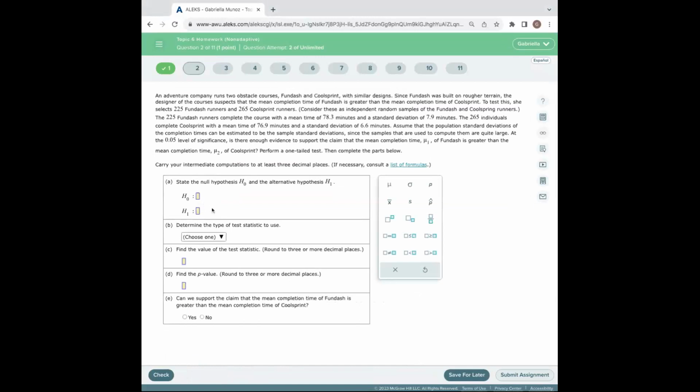I noticed on this homework, on topic 6, there's a lot of these type of questions. Yeah, you're fully into the whole hypothesis testing, and this is the heart of the course, if you will.